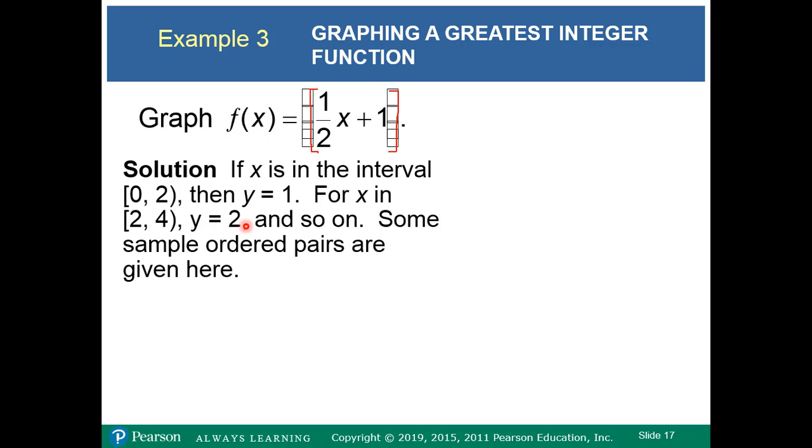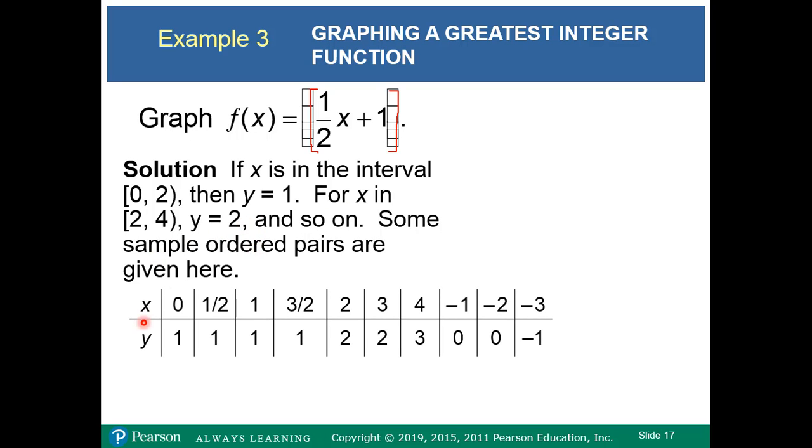Okay, and then 2 to 4 will be the next interval, because if you put 2 in here, you'll get 1, you'll get 2. If you put 3 in here, you're going to get what? You're going to get 2.5. Okay, and then if you put 4, you get 3. So it has the same sort of ordering pair.